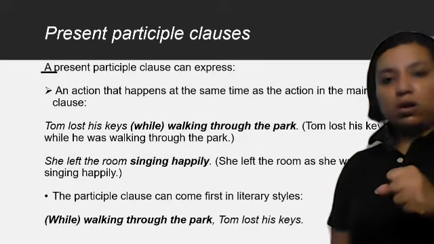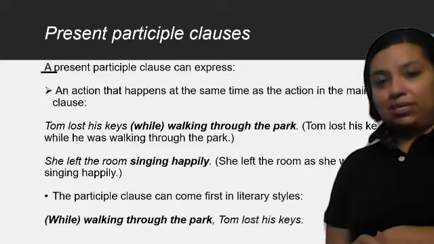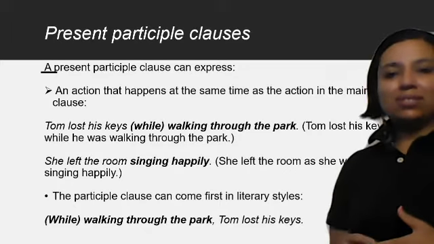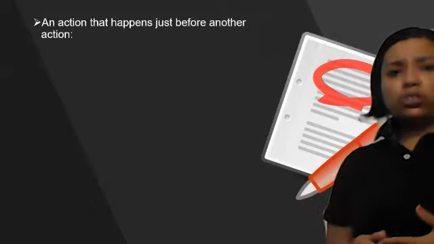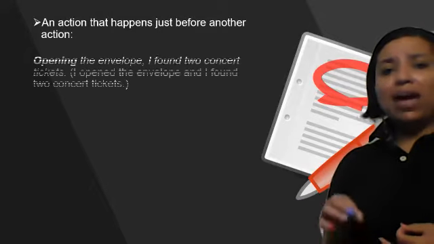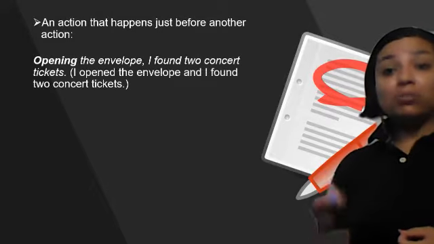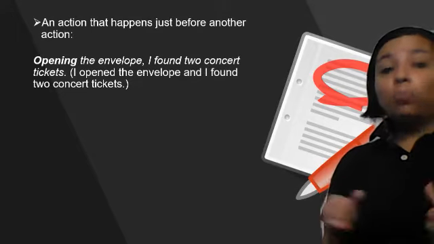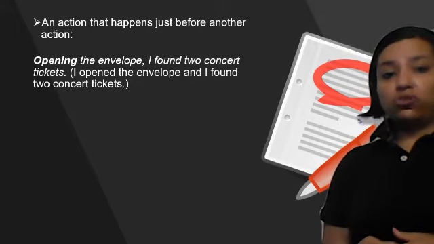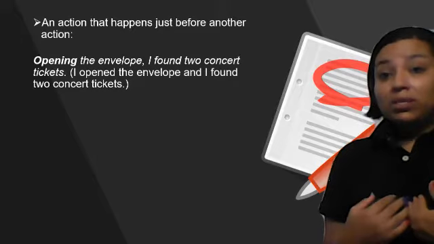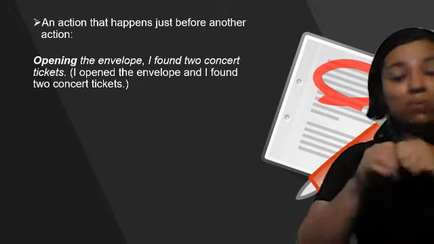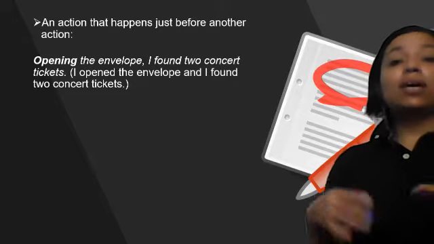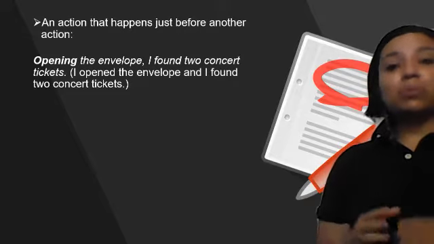Walking through the park, Tom lost his keys. You can see these kinds of sentences in books mainly, while we're reading stories. Now, an action that happens just before another action is still a present participle clause. Opening the envelope, I found two concert tickets. That means that I opened the envelope and I found two concert tickets at the same time, when I was opening it. So that's why it's a present participle clause.